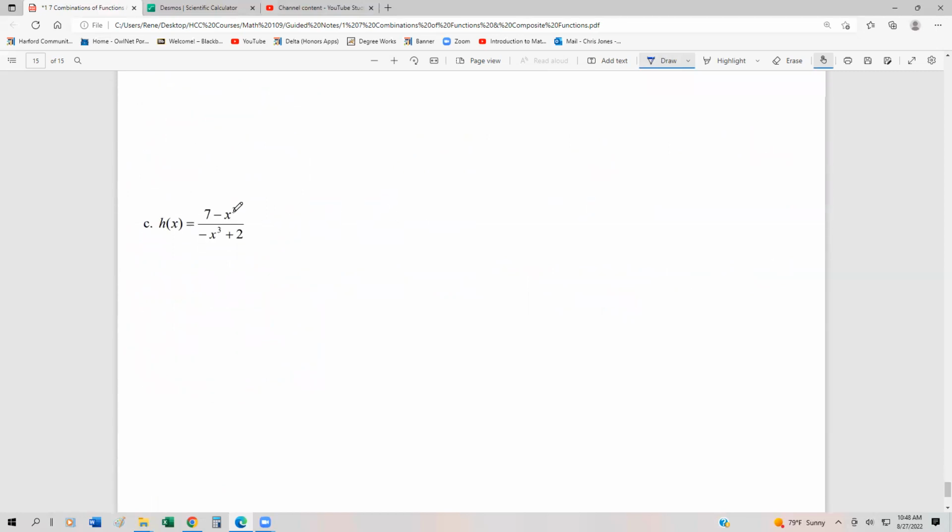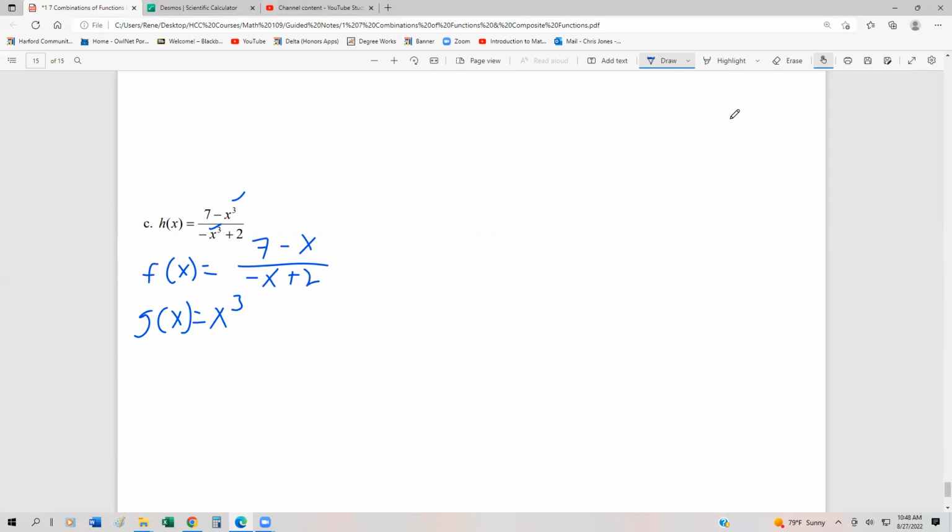And our last example, this one's a little bit sneakier. We have (7 minus x cubed) over (negative x cubed plus 2). Again, this one's a little bit sneakier, and the way we could define this is I could let g be, because there's no parentheses with this one, which is why it's a little sneakier, x cubed, because we notice that there's a couple x cubes in this. And so that would mean that f would be equal to (7 minus x) over (negative x plus 2).